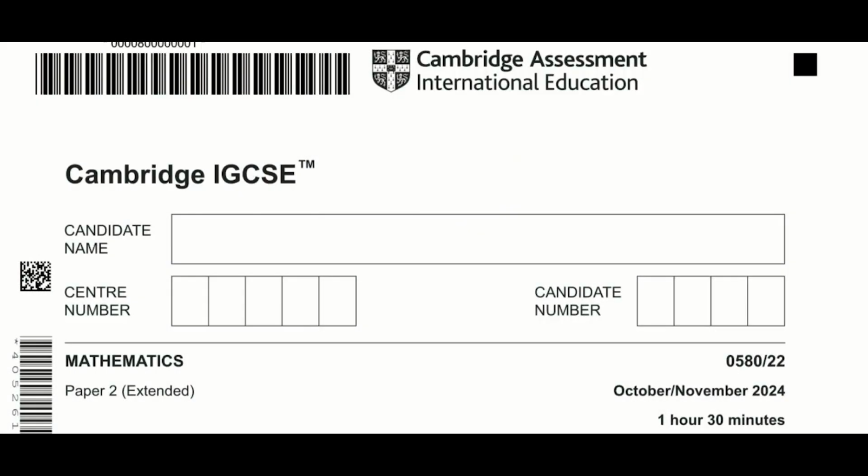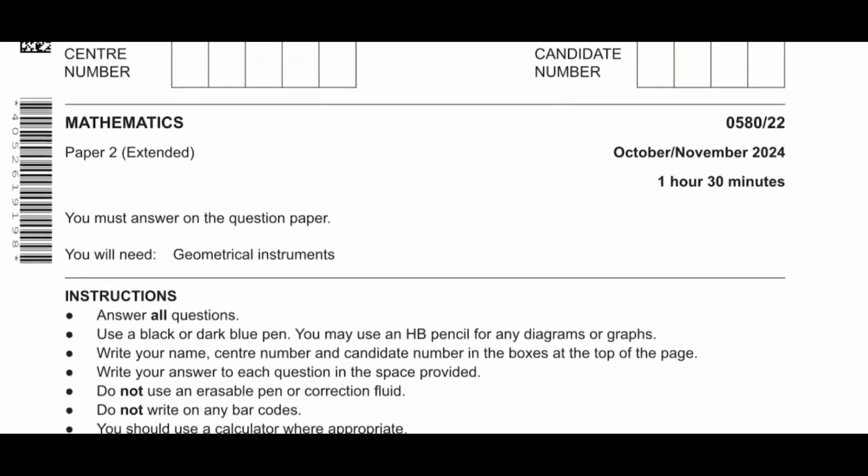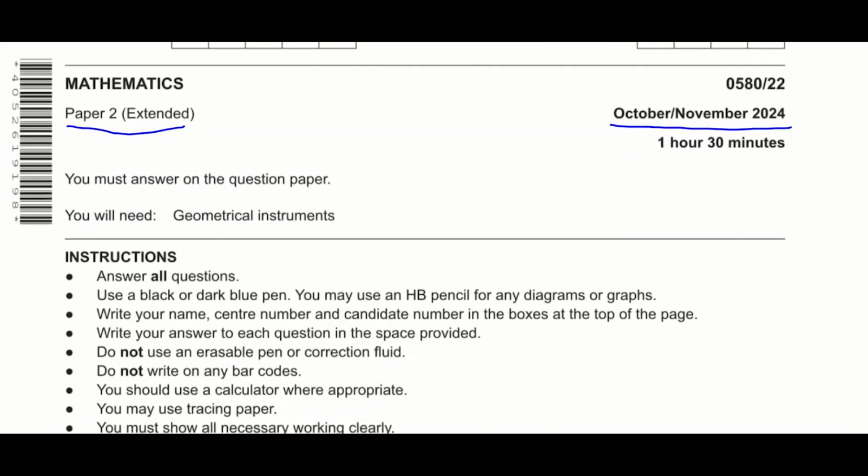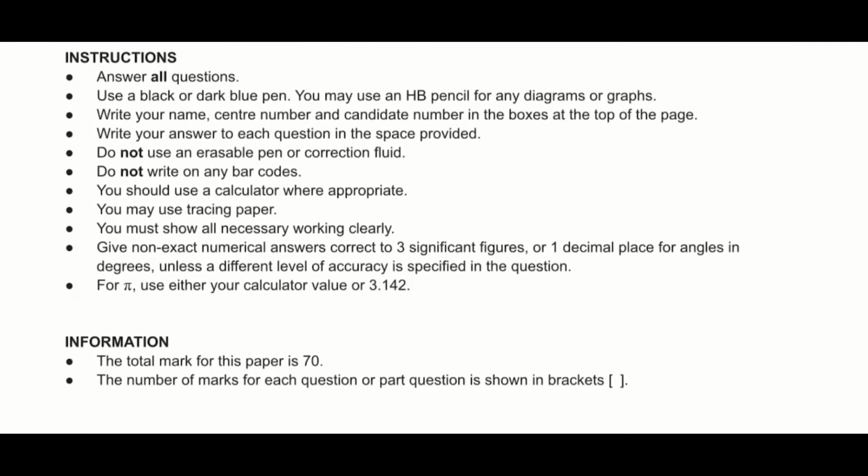Hello everyone, you are welcome to Mathematics 2. This is the Cambridge IGCSE Mathematics Paper 2 Variant 2.2 written in October-November 2024. There are 23 questions in this paper.